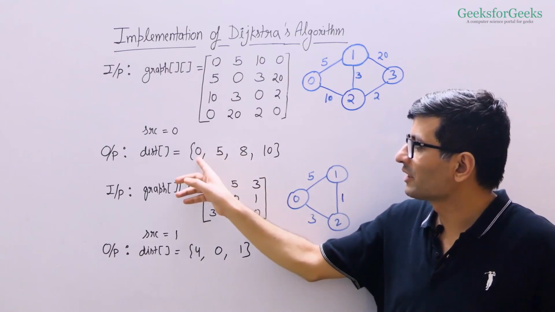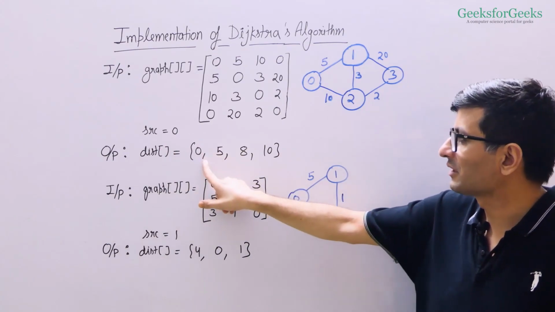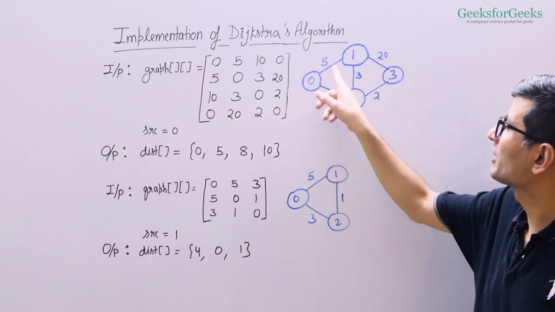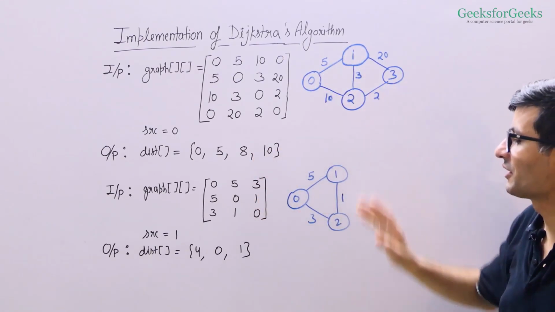Our output is distance from the given source, which is 0. So from 0 to 0 the distance is 0. From 0 to 1 we have 5. From 0 to 2 we have 5 plus 3, 8. From 0 to 3 we have 5 plus 3 plus 2, 10, right? These are the shortest distances.